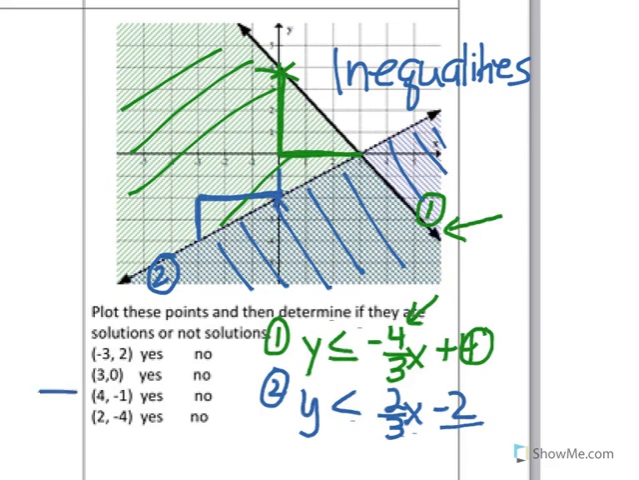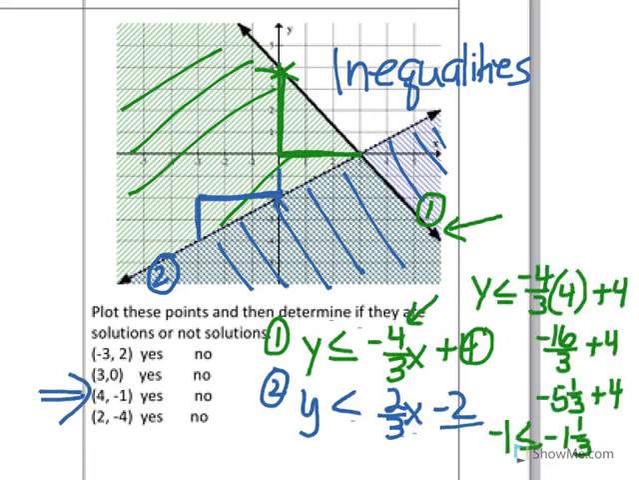Now, we could double check this point here that we were a little bit unsure about by plugging it into both equations and seeing if it works. So we were right. It was a no because it does not work. I put 4 in for x, and I solved this out. I got -16/3 plus 4. So that's -5 1/3 plus 4, which means -1 1/3. And then I put the y in over on the other side, and -1 needs to be less than or equal to -1 1/3, and that's not true. -1 is greater than -1 1/3. So we were right in saying that was a no.